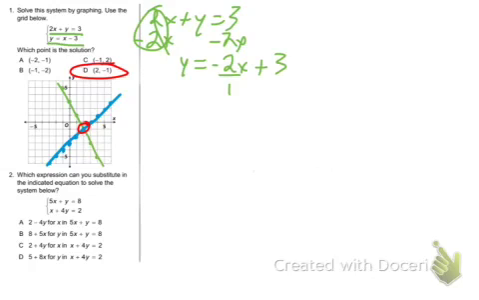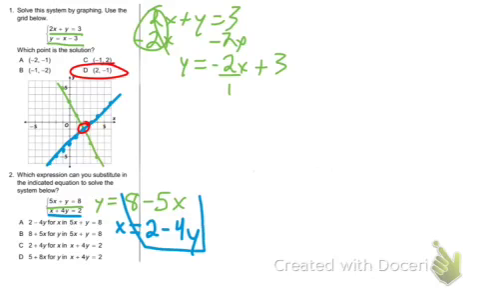So this top one, if we were to get y by itself, we'd subtract 5x on both sides, and we'd get y equals negative 5x plus 8, or 8 minus 5x. And in the second one, if we got x by itself, we'd subtract 4y on both sides, and we get x equals 2 minus 4y. So these are what we can substitute once we get the variables by themselves. So 8 minus 5x or 2 minus 4y.